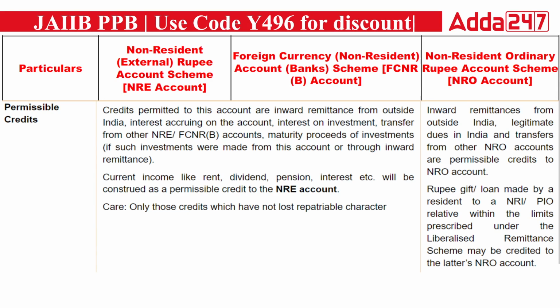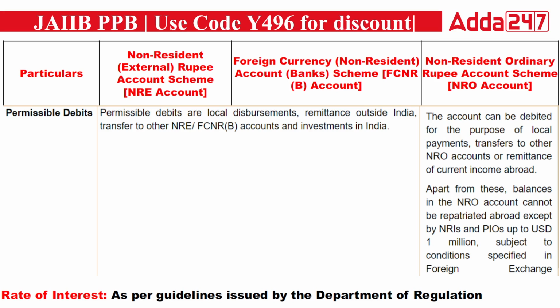If you get a rupee gift or loan made by a resident to an NRI or PIO relative within the limits prescribed under the Liberalized Remittance Scheme, it may be credited to the latter's NRO account. Also, if we talk about the permissible debits, they are local disbursement, remittance outside India, transfer to other NRE and FCNR accounts, and investment in India, which are permissible in NRE and FCNR accounts.